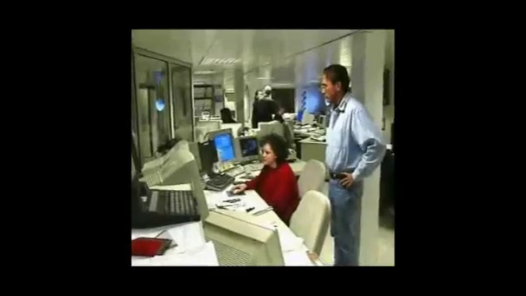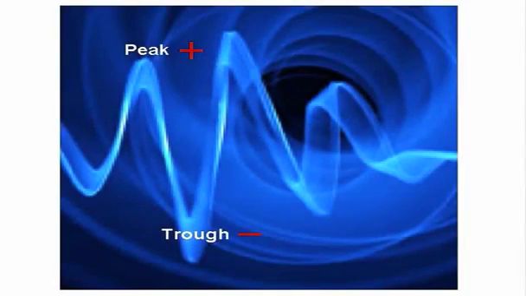Now, if you remember, when we first started talking about waves, I mentioned that the highest point of a wave is called a peak. It is given a plus value. The lowest point of a wave is called the trough. It is given a minus value. Let me show you how the geoscientists use the plus component of a peak and the minus component of a trough.